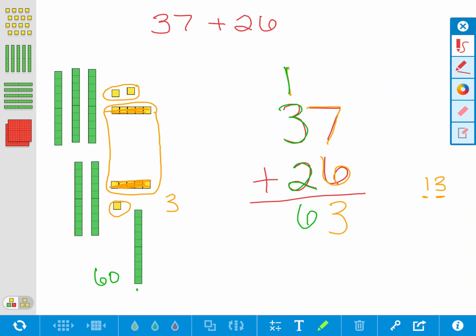Now let's go back to our place value blocks one last time and see if it matches. When I added up my ones, after I regrouped these 10, I had 3 ones left. When I added up my tens, I had 10, 20, 30, 40, 50, and 60. So 60 plus 3 would give me 63.